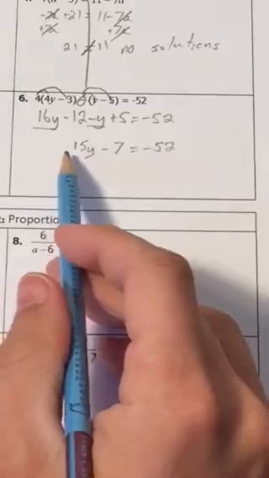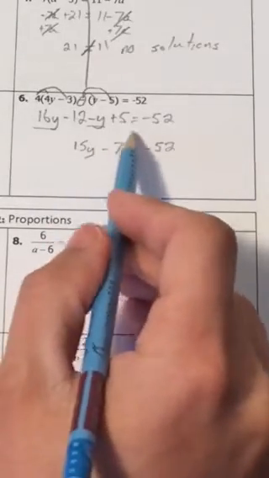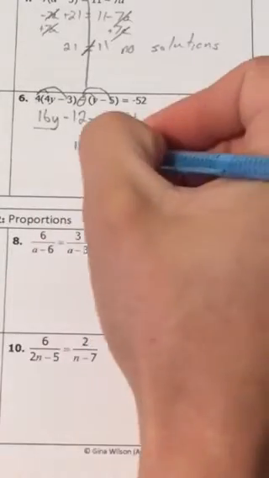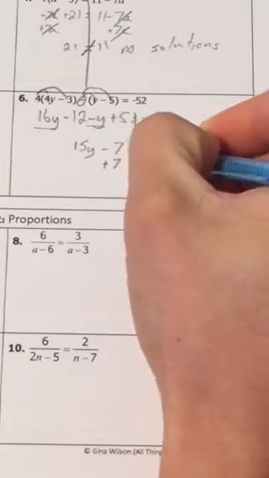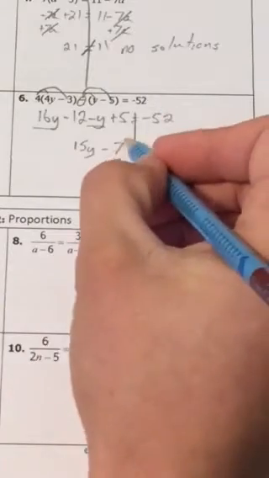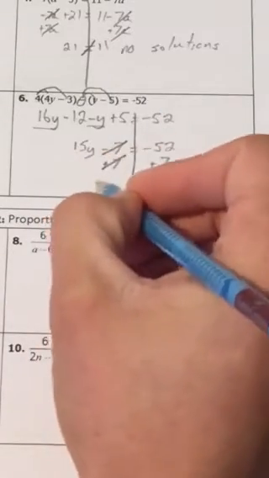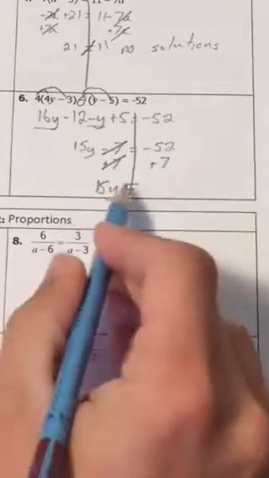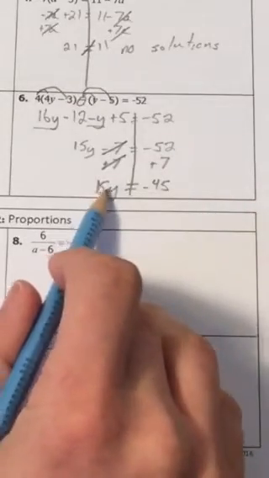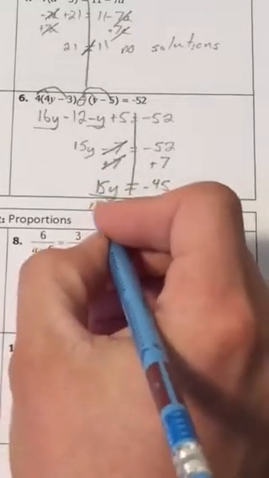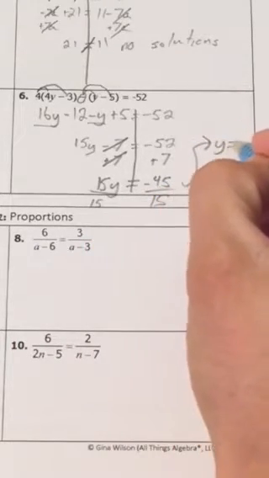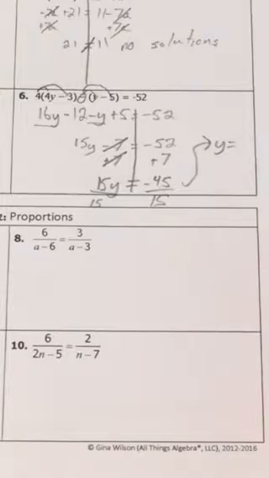I'm going to get my y's on one side and my numbers on the other, so I need to move this minus 7 to the other side of the equation, which means I need to add 7 to both sides. Remember, if you're moving it to the other side, you have to do the opposite. Negative 7 plus 7 is 0. So that's going to be 15y on this side, plus 0, so I just don't write the plus 0. I have negative 45 over here. Now I have 15 times y, so I'm going to do the opposite by dividing by 15 on both sides. And over here I have y equals negative 45 divided by 15, which is negative 3.